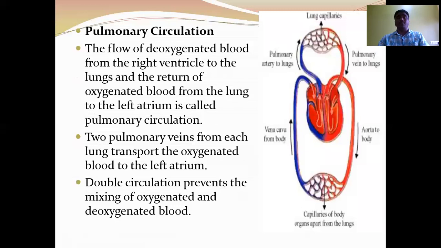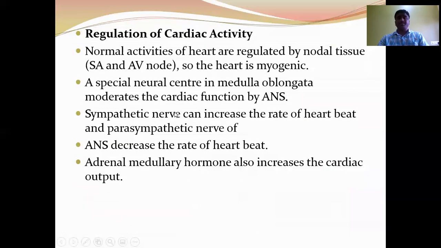Pulmonary circulation: the flow of deoxygenated blood from the right ventricle to the lungs and return of oxygenated blood from the lungs to the left atrium is called pulmonary circulation. The pulmonary veins from each lung transport the oxygenated blood to the left atrium. The double circulation prevents the mixing of oxygenated and deoxygenated blood.